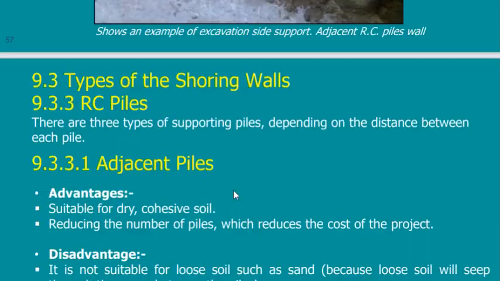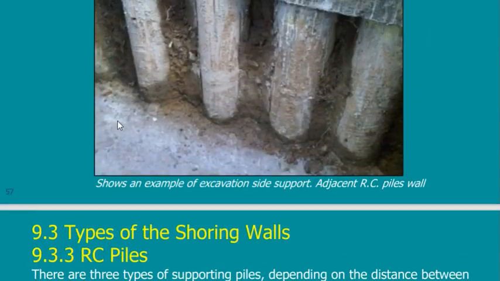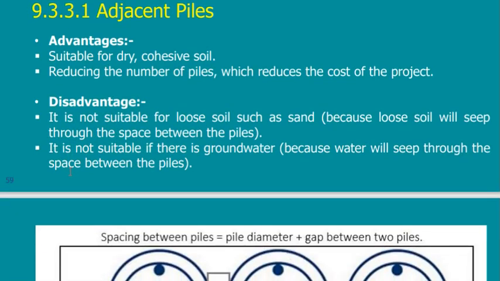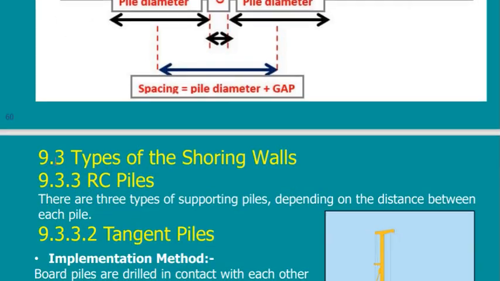So this is the first type, which is adjacent. What is the advantage? Of course, reducing the number of piles, so reducing money. But what is the disadvantage? The disadvantage is that it is only suitable in good soil. I cannot use it with a water table, because with a gap of 20 centimeters or 15 or 5 centimeters, water will pass. So I cannot use it with water. This is the main thing. So this is the first type.